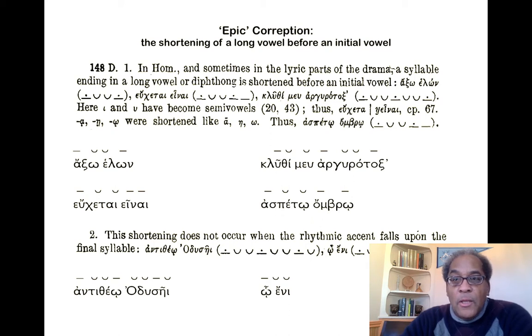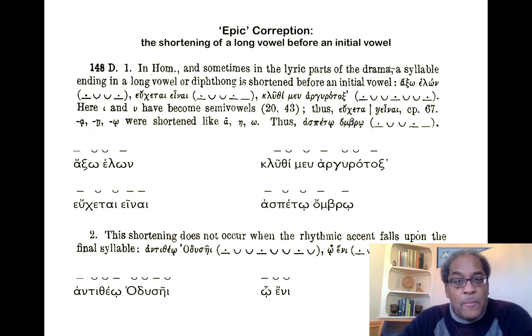Klutomeuargurotoxos: long, short, short, long, short, short, long. And in these last cases, iota and upsilon have become semivowels. Thus, it's actually oukethaenai. Likewise, aspetoi ombroi: long, short, short, long, long.